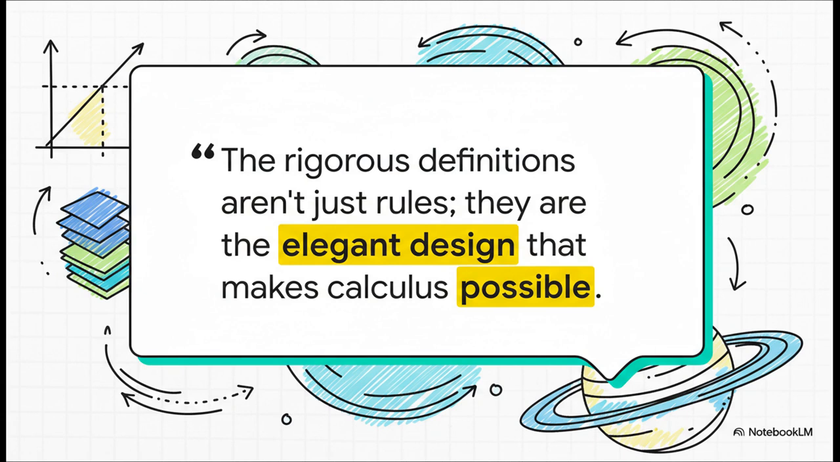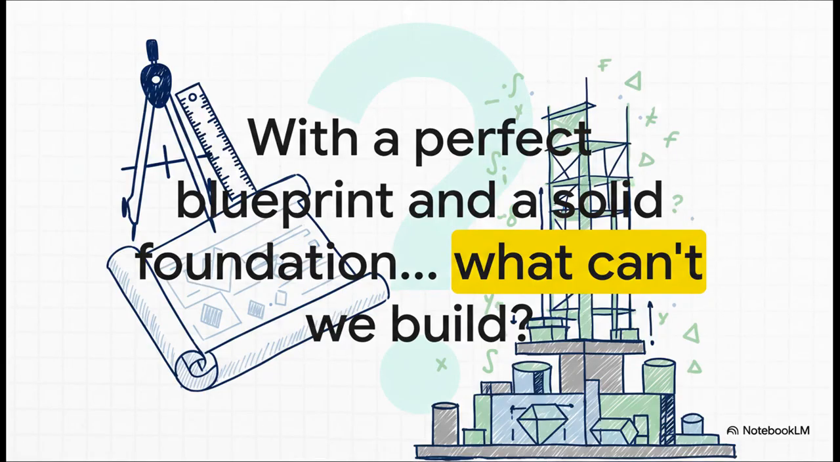And here's the big takeaway from all of this. These foundational ideas aren't just abstract rules you have to memorize for a math class. No way. They are the carefully designed, elegant, and absolutely essential principles that make everything else possible. They're what let us do all the amazing things calculus does, like figuring out the slope of a wild curve, or even calculating the volume of a planet. It's that fundamental. And that leaves us with one final, really exciting thought. Now that we have the complete blueprint, and the foundation is rock solid, what can't we build?